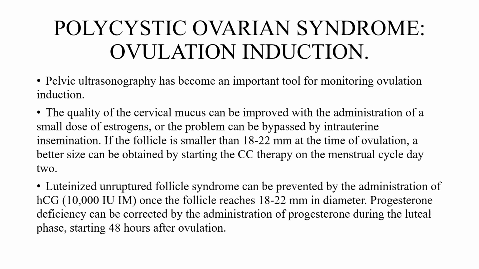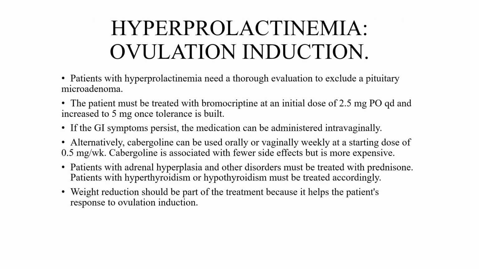Luteinized unruptured follicle syndrome can be prevented by the administration of human chorionic gonadotropin once the follicle reaches 18 to 22 millimeters in diameter. Progesterone deficiency can be corrected by the administration of progesterone during the luteal phase, starting 48 hours after ovulation. In cases of hyperprolactinemia associated with anovulation, the management is a little different.